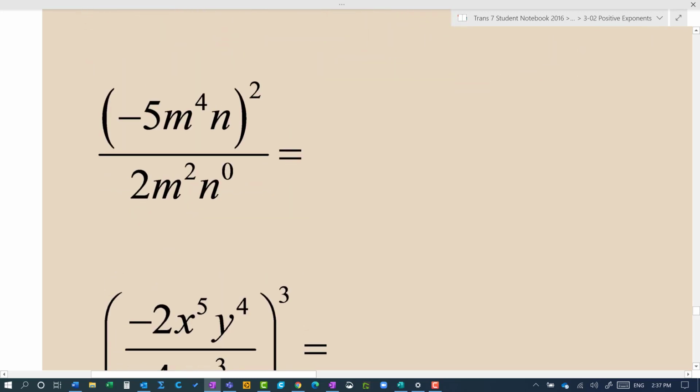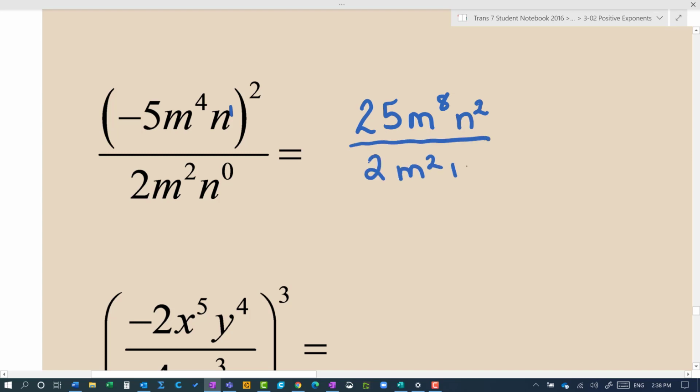Okay, so here we're going to follow our order of operations. Our order of operations here says to go in and distribute the exponents. So you do your exponents first, then you divide. So here we're going to do negative 5 squared is 25. M to the 4th to the 2nd is m to the 8th, because when you raise an exponent to an exponent, you multiply. And then n to the 1st to the 2nd is just n to the 2nd. 1 times 2 is 2. And then we're just going to bring over 2m squared n to the 0.